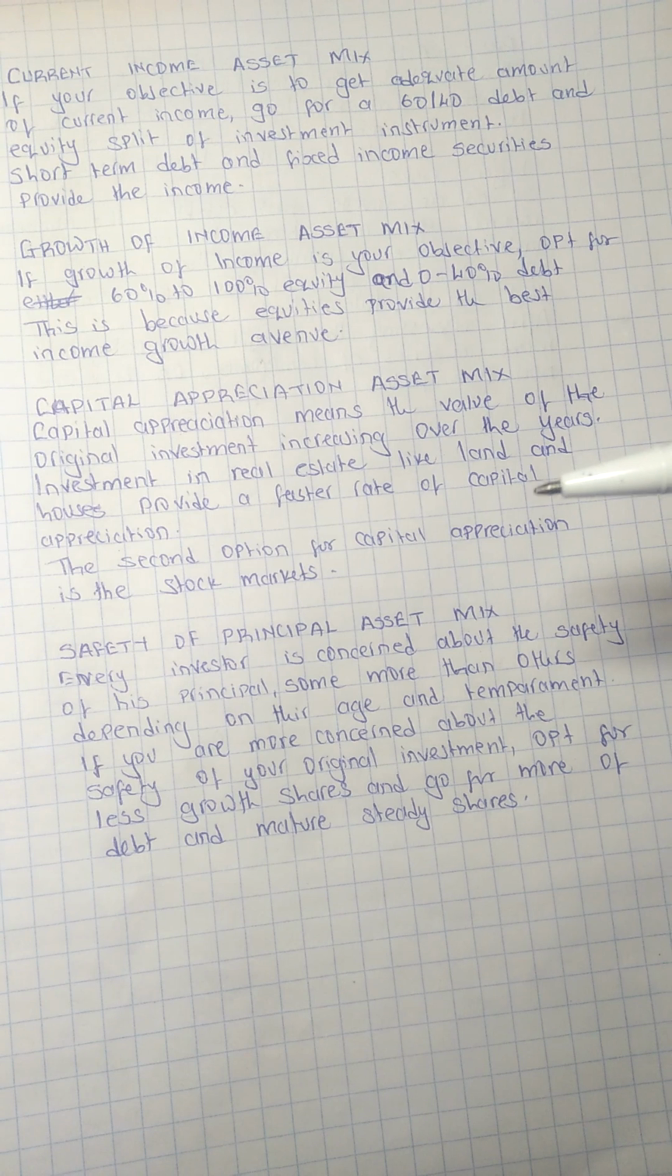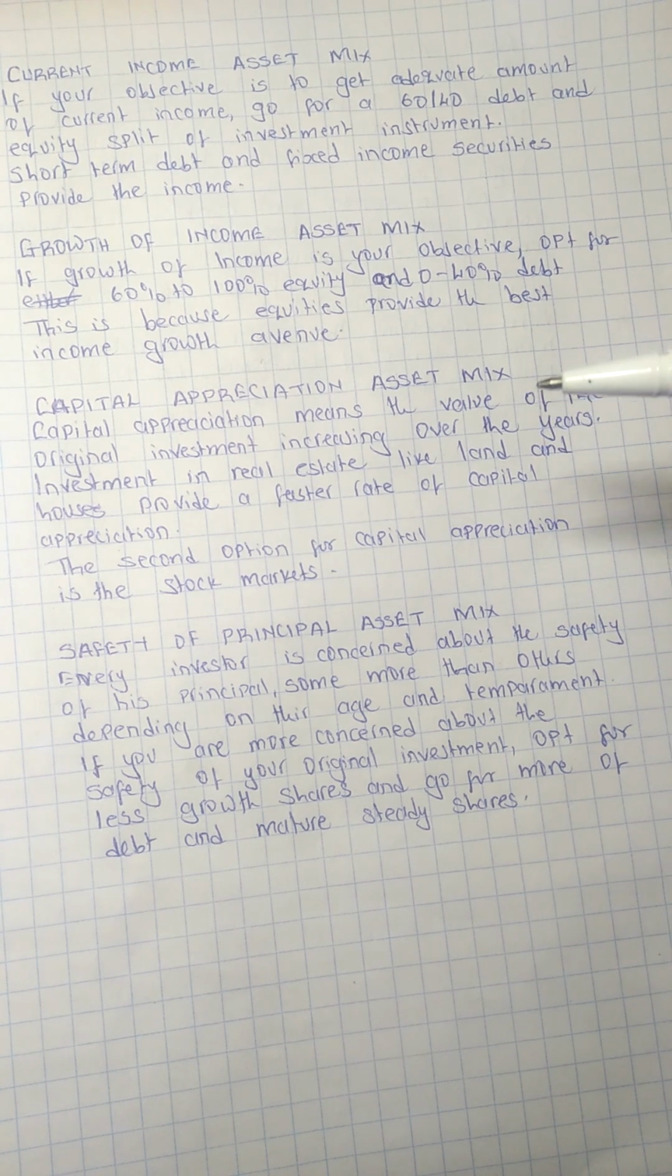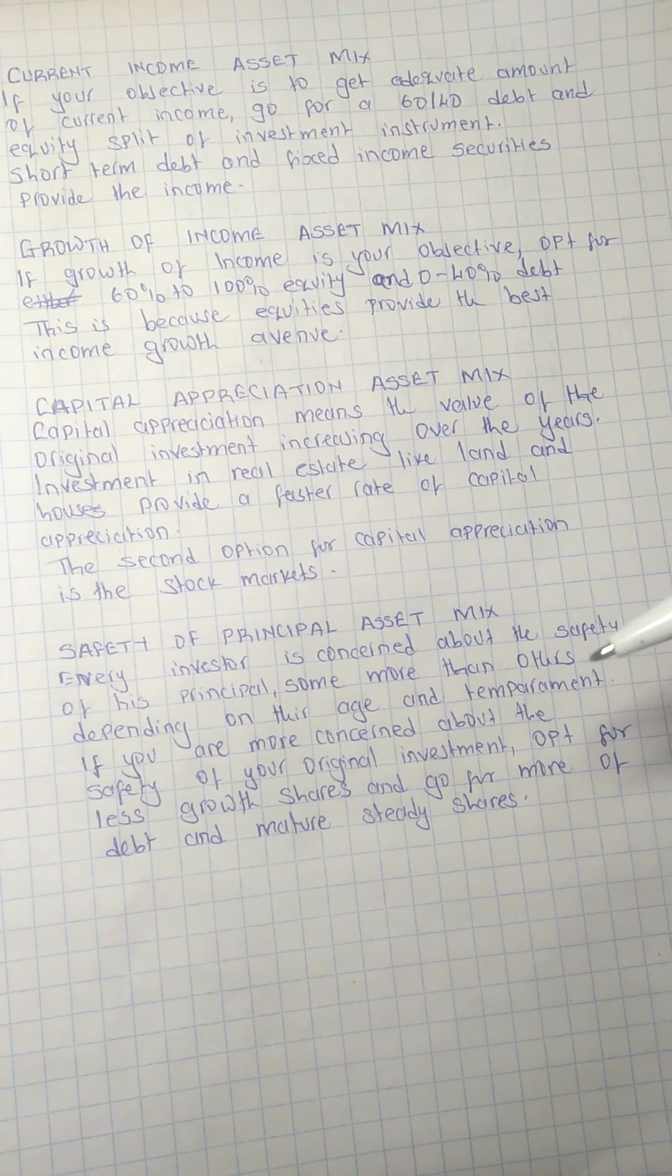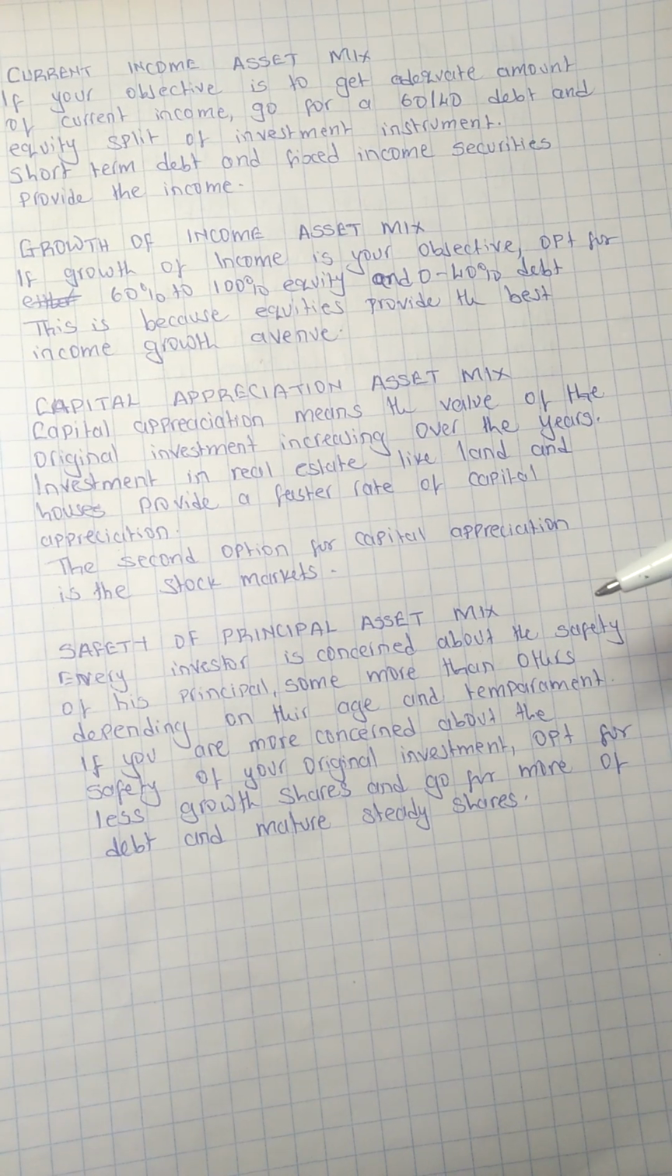Depending on how concerned you are about the safety of your principal, you put that into consideration. If you're more concerned about the safety of your principal, the safety of your original investment, you go for more mature, more steady shares, and then you avoid the growth shares. And you could also go for debt investment.